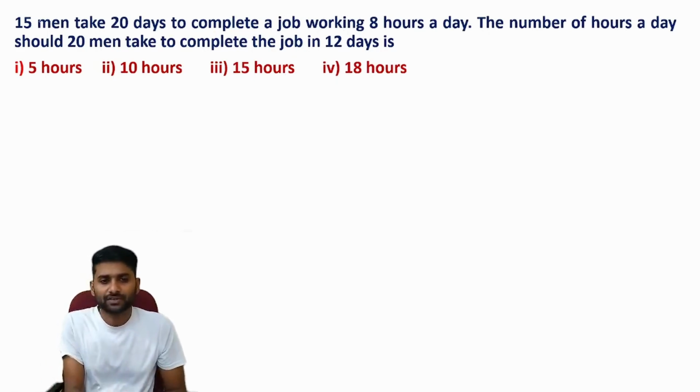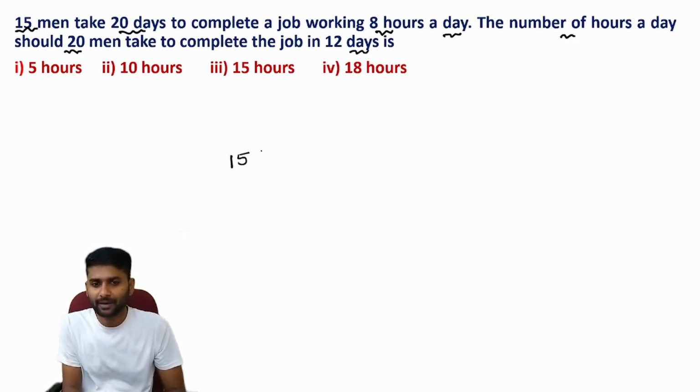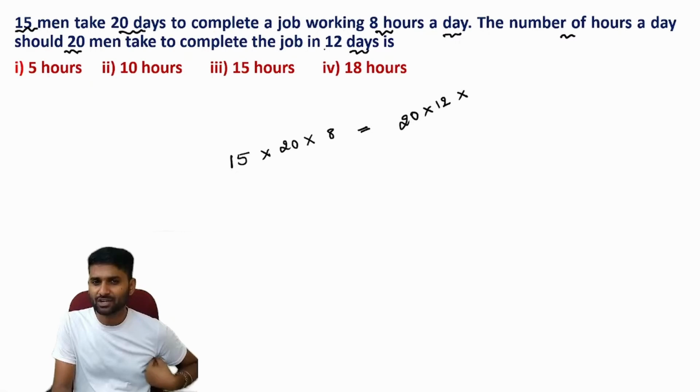Now let's see this question. 15 men take 20 days to complete a job working 8 hours a day. How many hours a day should 20 men work to complete the job in 12 days? Now see, 15 men working 20 days, working 8 hours per day, that is the total work. Now we are assigning 20 people and they work for 12 days. If you want to finish this work in 12 days with 20 men, how many hours should they work?